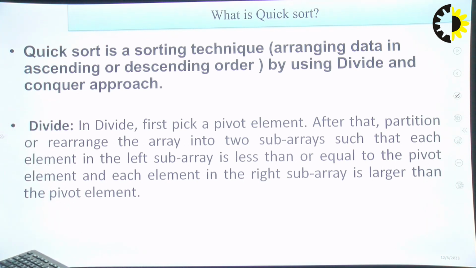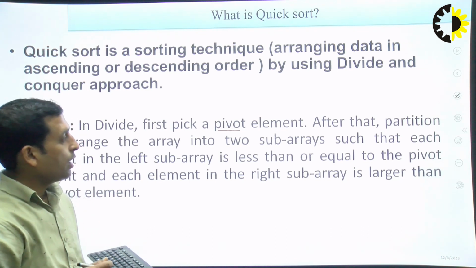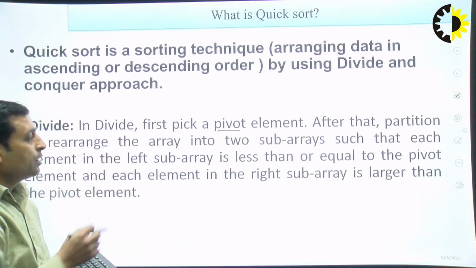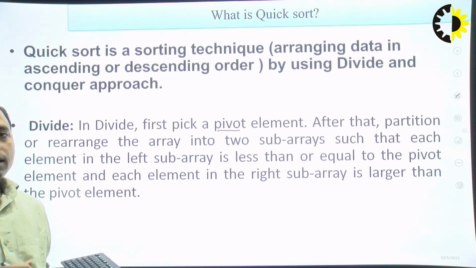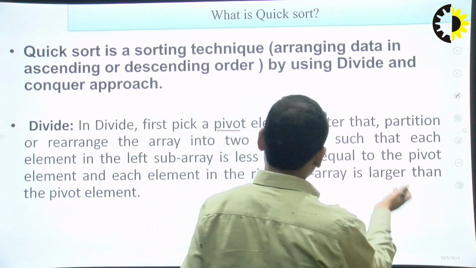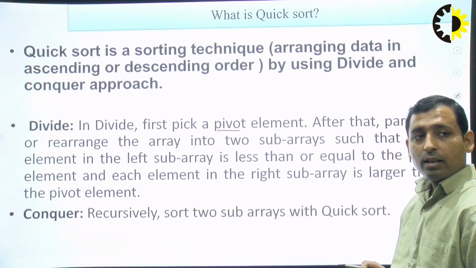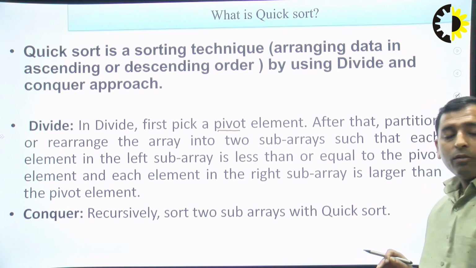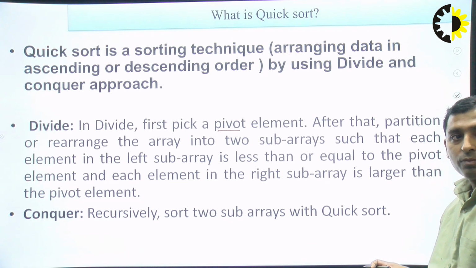Now, what is divide and conquer? In this approach, we first pick the pivot element, and after that partition or rearrange the array into two subarrays such that each element in the left subarray is less than or equal to the pivot element, and each element in the right subarray is greater than the pivot element. Let us see an example. And what is the conquer? It means recursively sort the two subarrays with the quicksort approach.